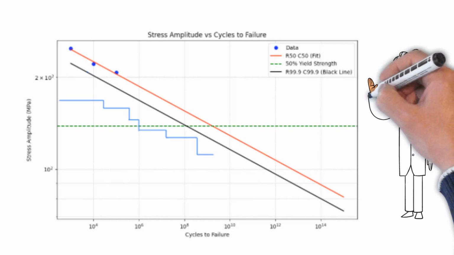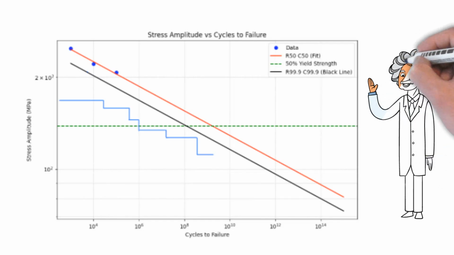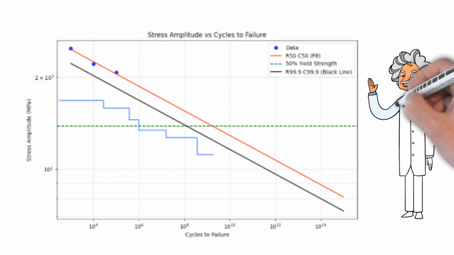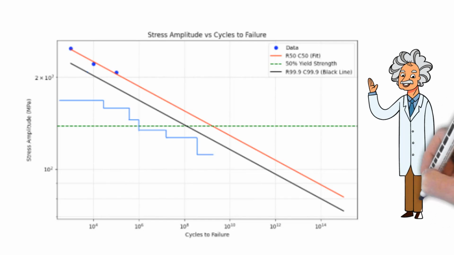According to Miner's rule, the cumulative damage is calculated by summing the ratios of the number of cycles experienced at each stress level to the number of cycles to failure at that stress level. Since the blue line does not cross the black line, it implies that the cumulative damage D is less than 1, meaning the part is not expected to fail within the life cycle represented by the blue line, given the reliability and confidence level of R99.9 C99.9.